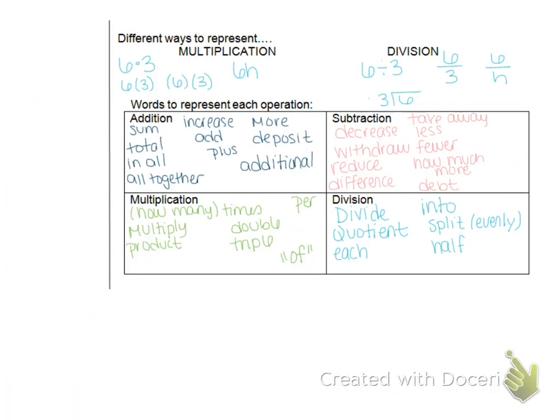Now, in the box, we've got some words that represent addition, subtraction, multiplication, and division. You can think of these as clue words when you are reading through story problems or when you need to write your own expression. So, for example, the words increase, add, deposit, those all suggest addition. Decrease, withdraw, fewer would suggest subtraction. Times, or how many times, multiply, product mean multiplication, and quotient, into, split, or split evenly all mean division.